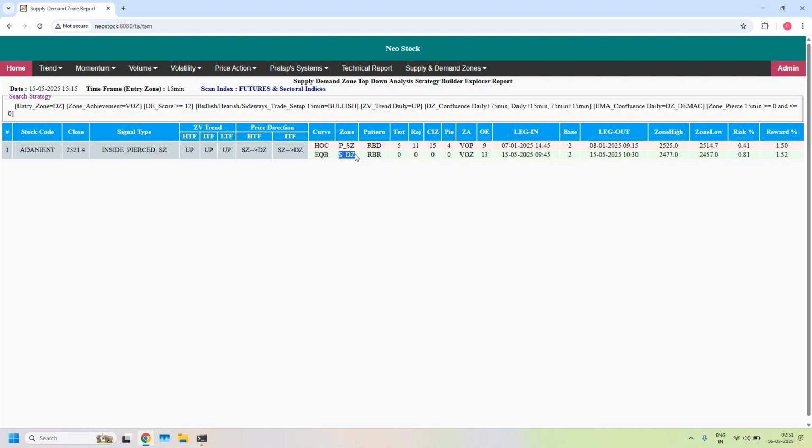So this stock is having more high probability, this 15 minutes demand zone, more high probability to get success. Because this 15 minutes demand zone overlapped with 75, both together overlapped with daily. And that daily demand zone is having daily EMA confluence. Okay, so this is bullish trade setup for daily income trade. Next, bearish trade setup for daily income trade.